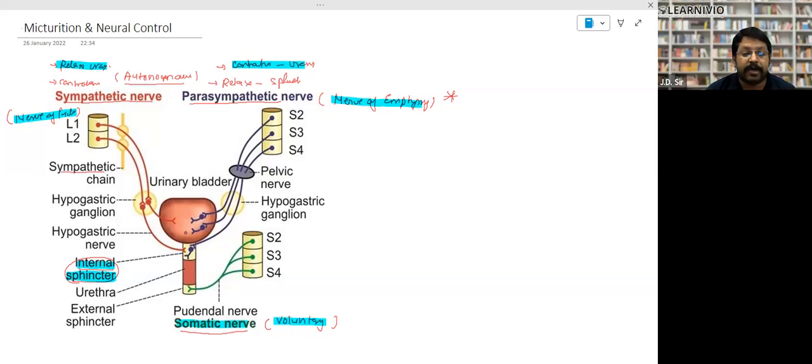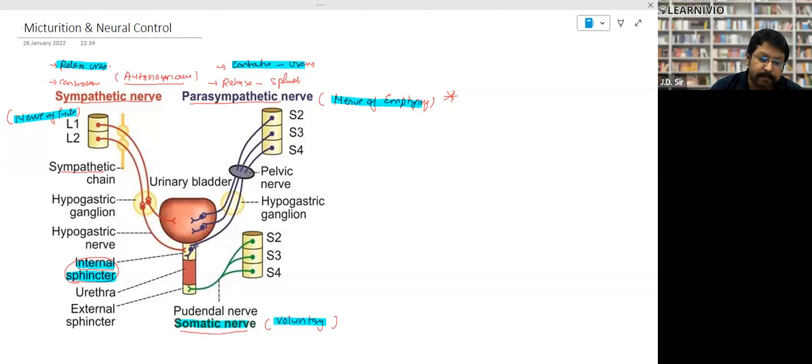When it gets filled, then what will happen? This is autonomous. It will work in an autonomous way, meaning it is not under your control. After that, there is the parasympathetic nerve. Parasympathetic nerve, try to understand. One goes to the urinary bladder and another goes to the internal sphincter. It is called the nerve of emptying.